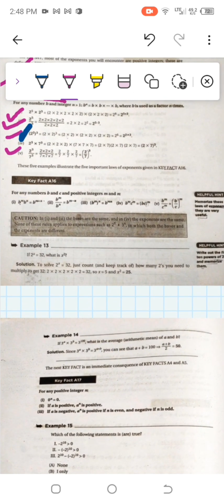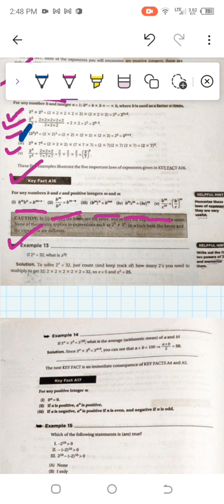Now we are going with the key fact number A16. Okay, this is the same. You can use the formula. Base is same, power added. Base is same, but in the divide form, power will be subtracted. Base is same, the multiplication sum, power will be multiplied. Okay, these are some factors. Fine. Now we are going with example number 13.